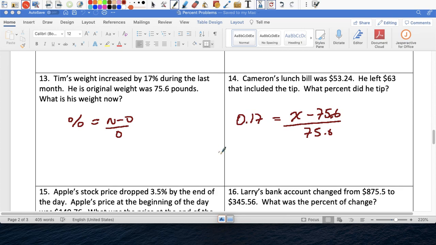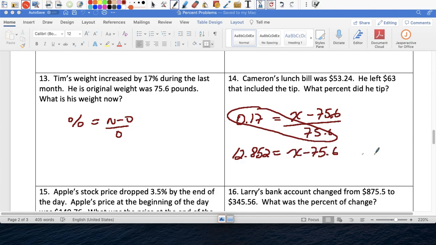If you multiply, you get 12.852 over here, if you cross multiply these two, and the other one you just get X minus 75.6. It's a one-step equation. We're going to add 75.6 to both sides. That goes away, X comes down, and you get 88.452. I think that's what we got before.